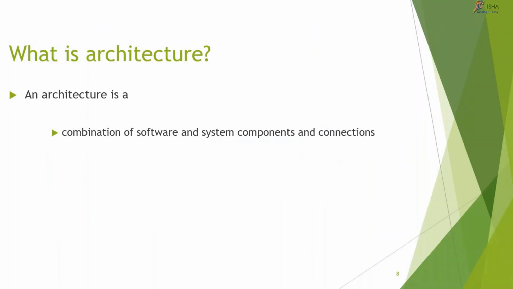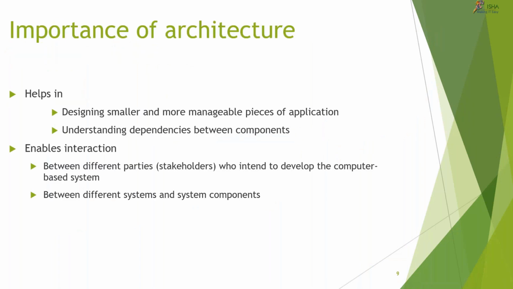So what is an architecture? It's just a combination of software and system components and connections. What it does is help in designing smaller and more manageable pieces of the application, and understanding dependencies between components.